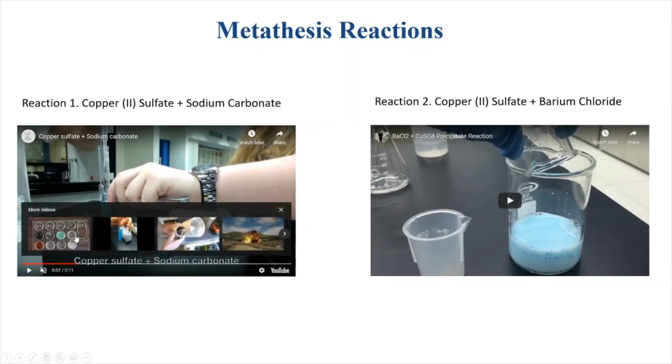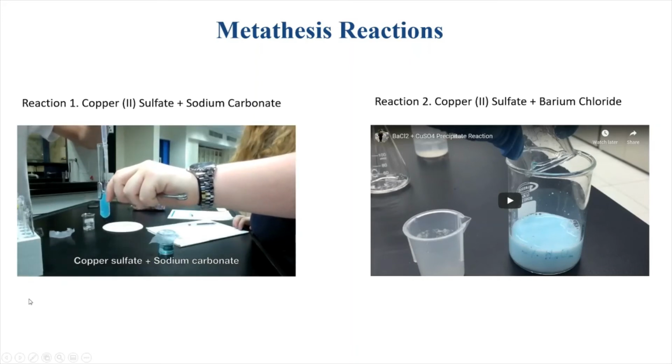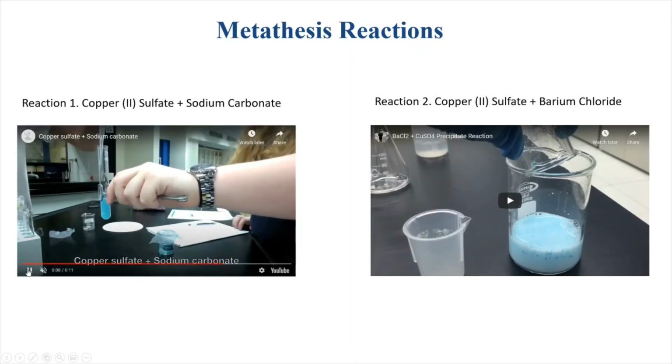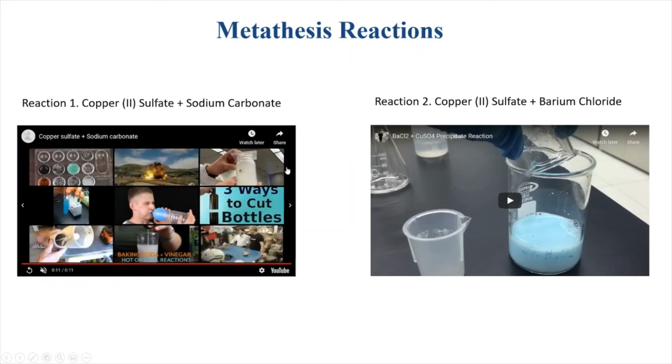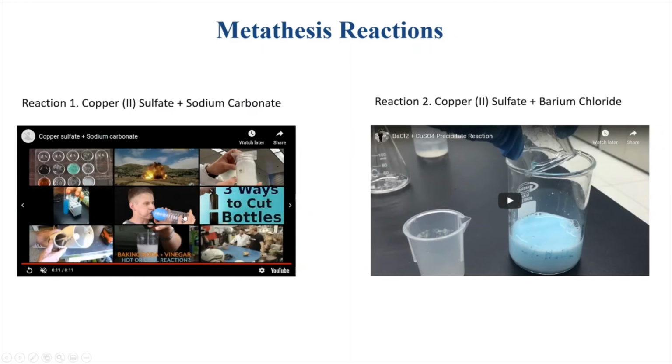So now, what we're doing in this video is we have the copper sulfate in this solution down below, and we have the sodium carbonate up here in this pipette. And we're going to add the sodium carbonate into the copper sulfate. So what you can see is that a solid formed, and whenever we form a solid, we're going to take that solid and we're going to centrifuge it.